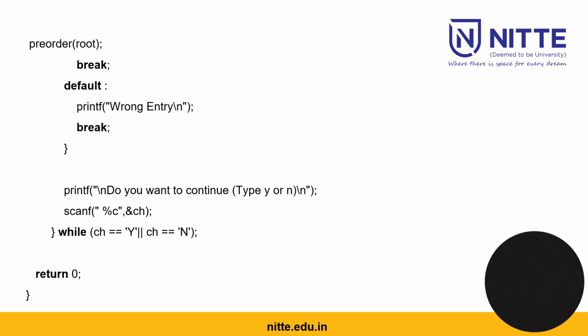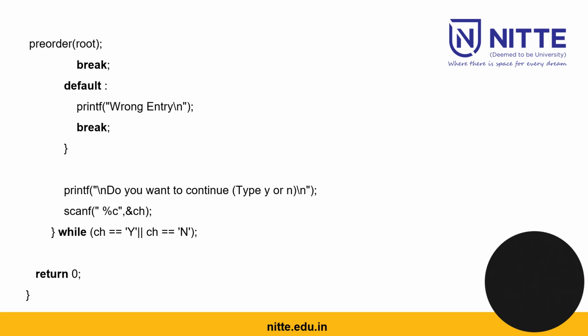Then if I press any other values other than 1 and 2, it will go to the default case and print wrong entry, and it will break there. Then we will write print, do you want to continue? Then if I press Y, it will continue the pre-order traversal. If I press N, it means no, so it will stop the pre-order traversal. So depending upon the value that I enter here, it will continue the operation.